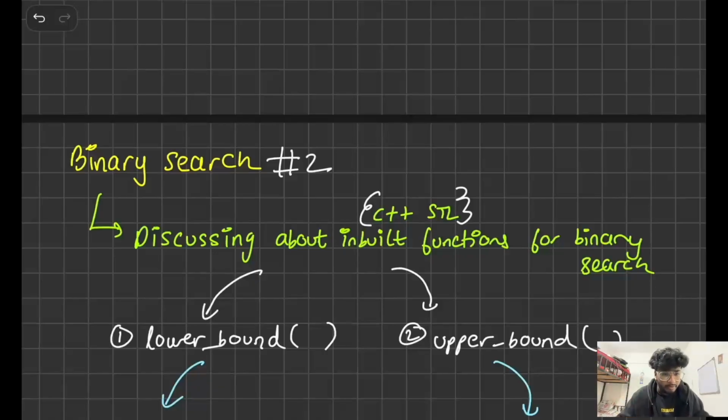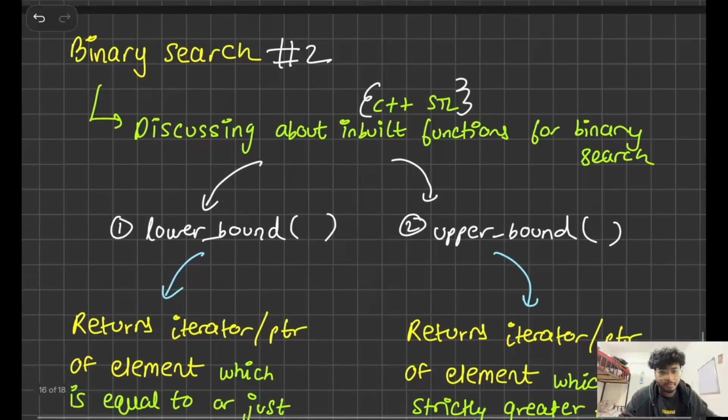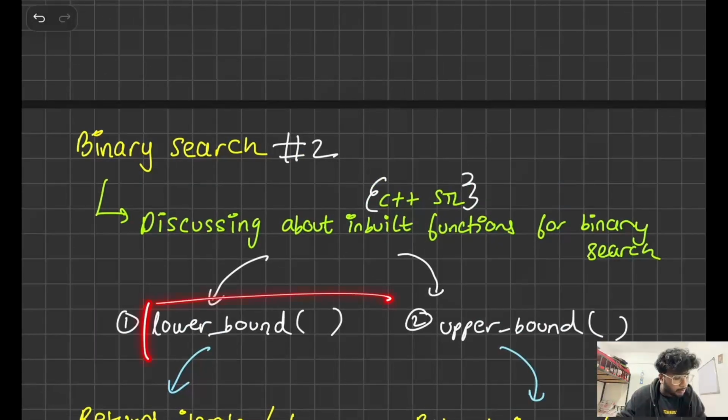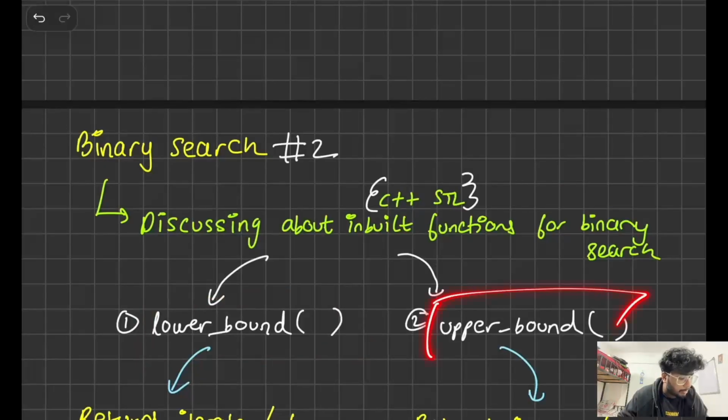But without further delay, we'll discuss the two most important functions in our STL library, which are used a lot in binary search implementation. Writing a simple binary search takes time, so we save our time by using these STL functions in many cases. These are the two functions we'll be talking about in this video. First is the lower bound function, and second is the upper bound function.